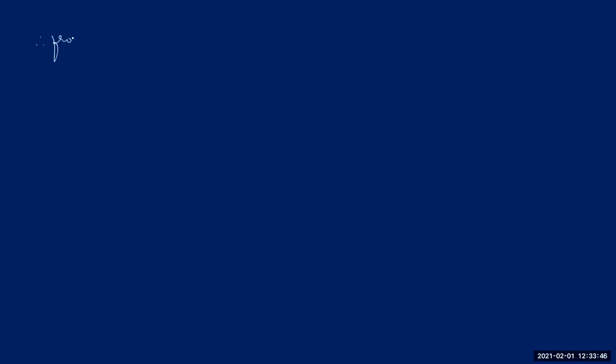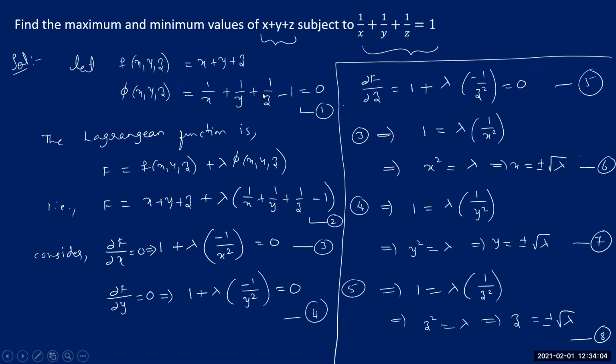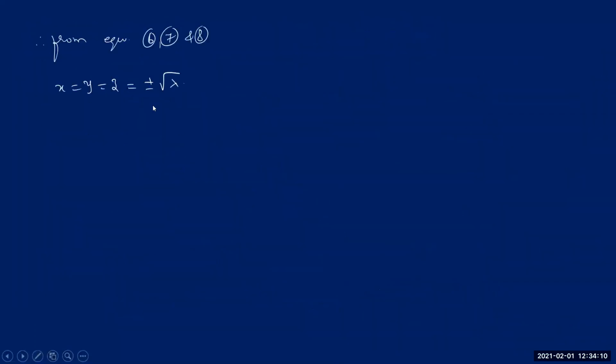Therefore, from equations 6, 7, and 8, we can write x is equal to y is equal to z is equal to plus or minus root lambda. Right? Now let's keep this aside. Now let me take the other constraint. Right? What is it? The condition you are given in the question. I'm just using this now to calculate particularly the values of x, y, z.